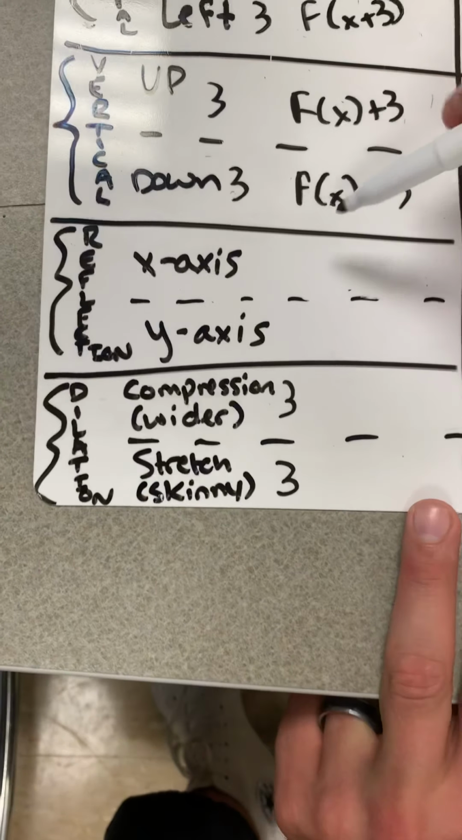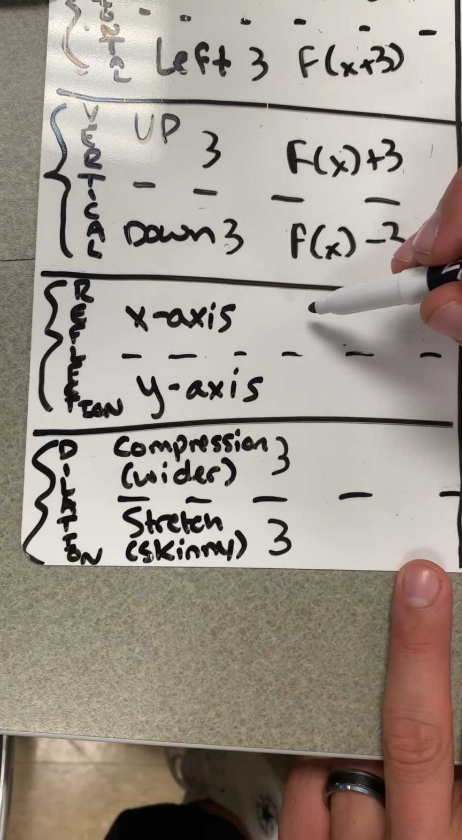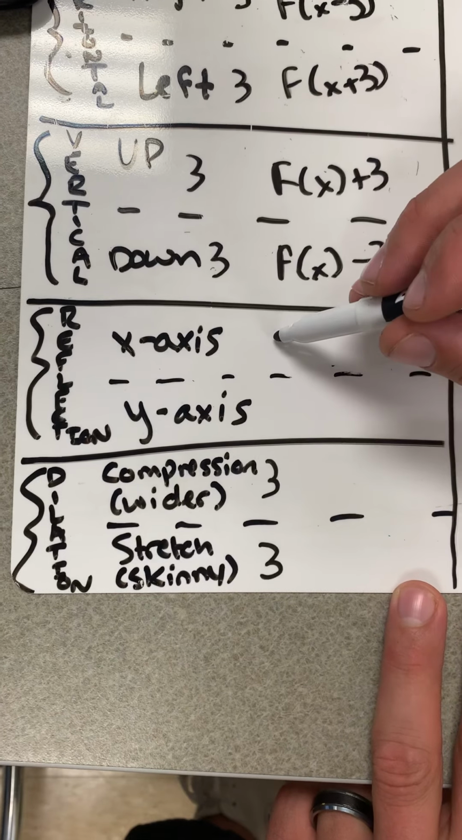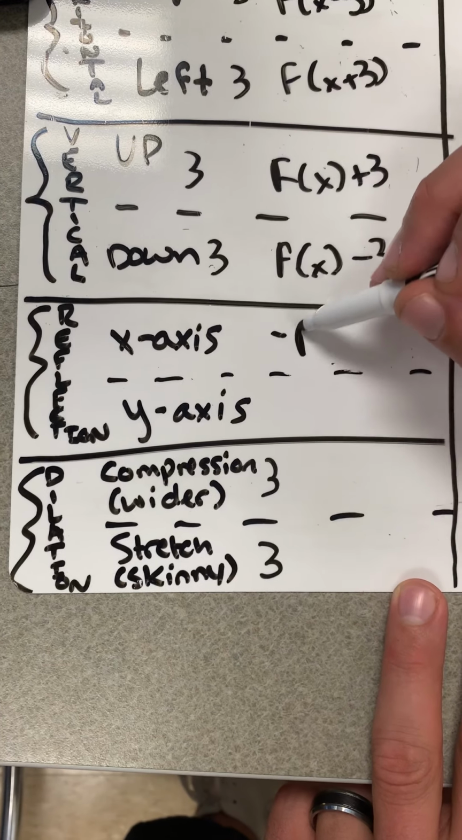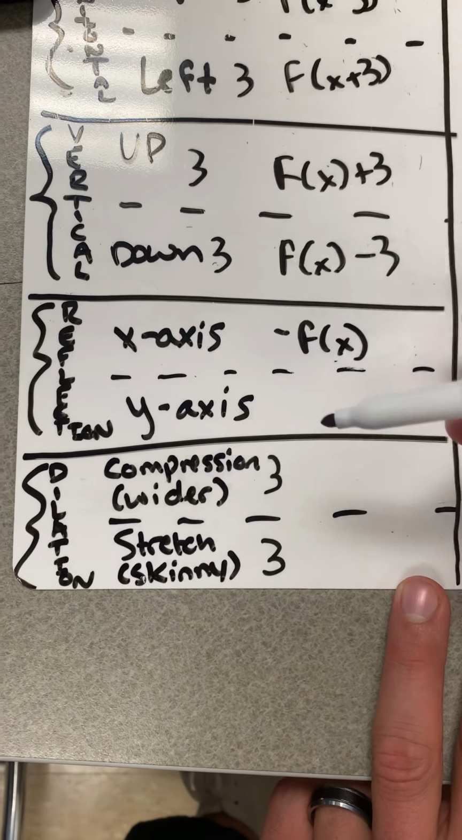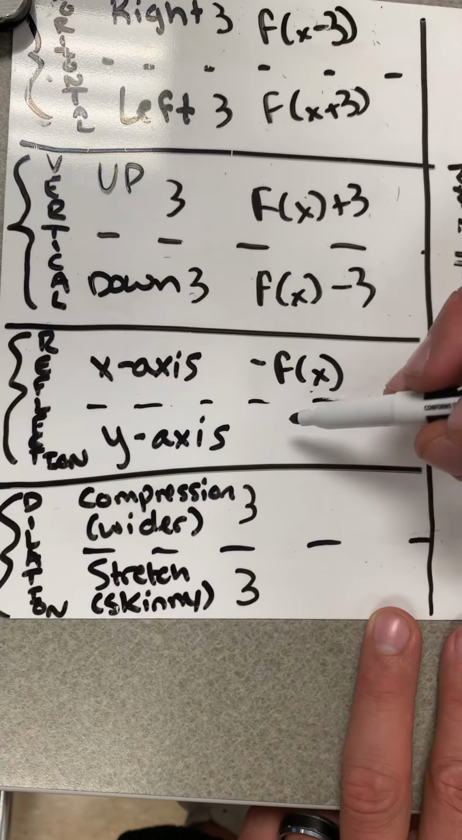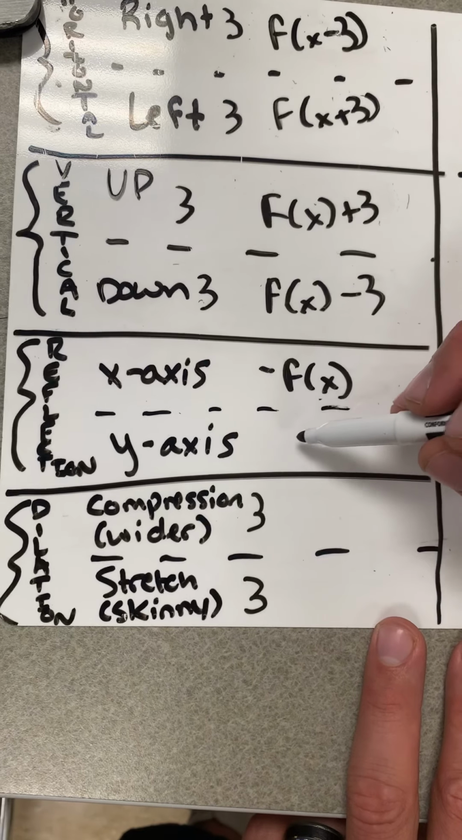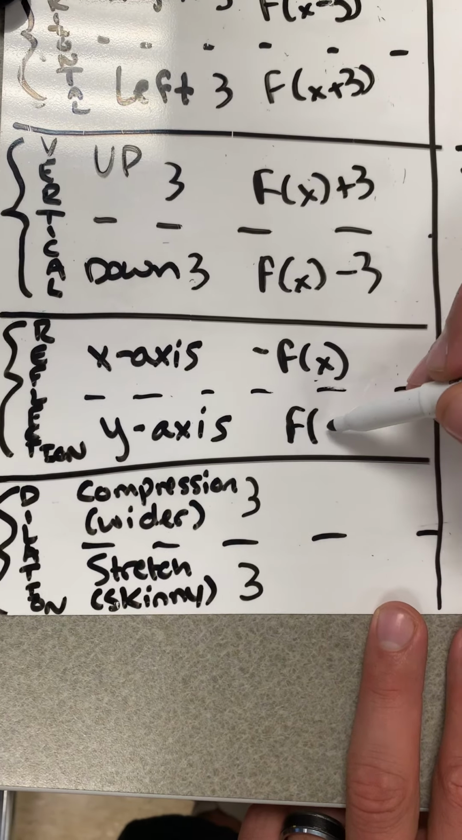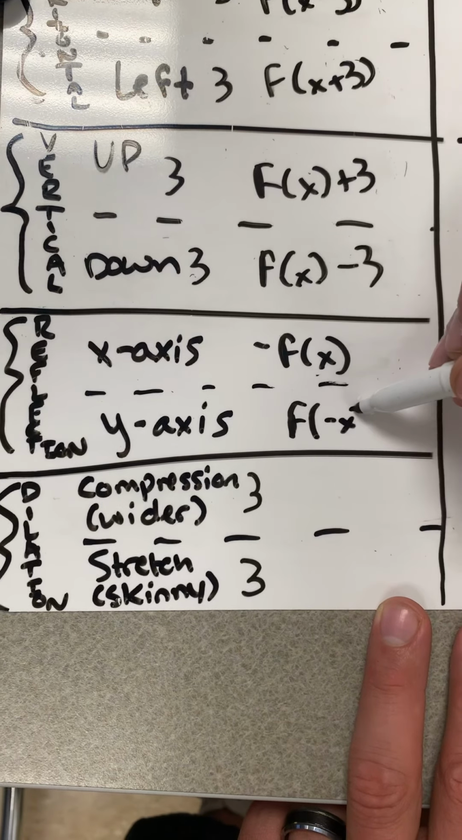Okay, reflections. If we want to reflect over the x-axis, remember we turn it negative outside the parentheses. So it's going to be negative f of x. That's going to flip it over the x-axis, okay? If we want to reflect something over the y-axis, you remember that negative sign goes in the parentheses, so it's going to be f of negative x, okay?